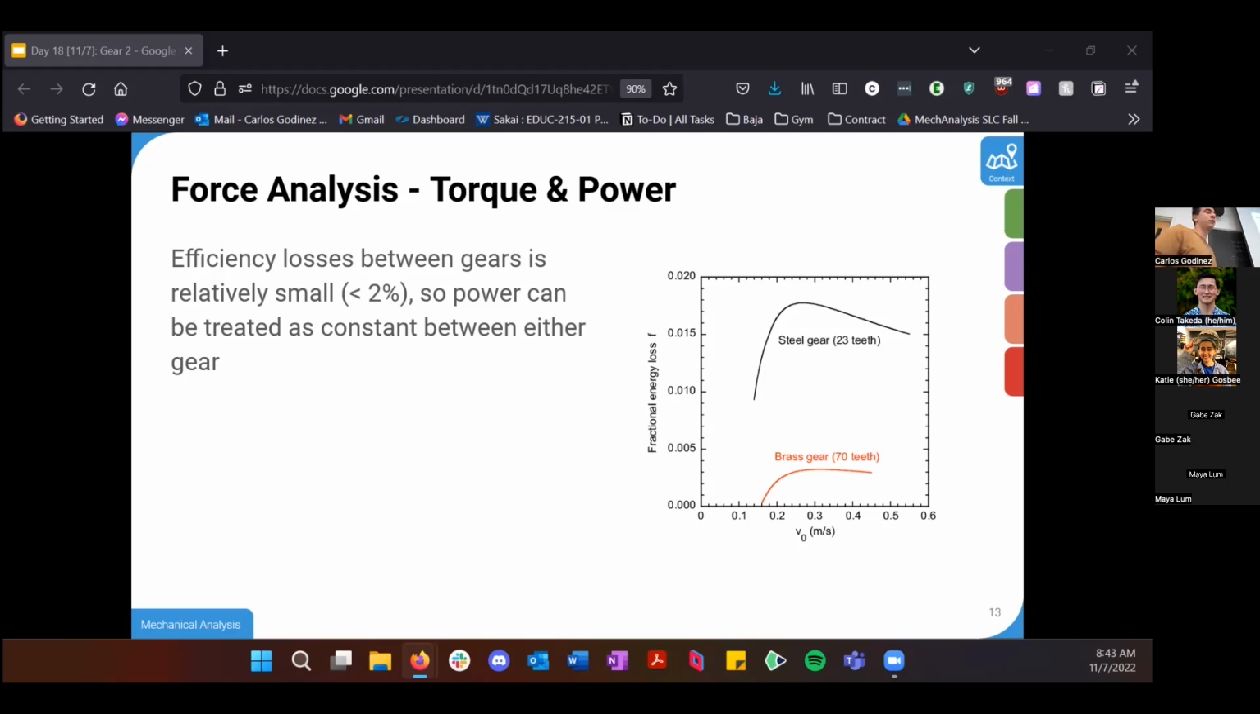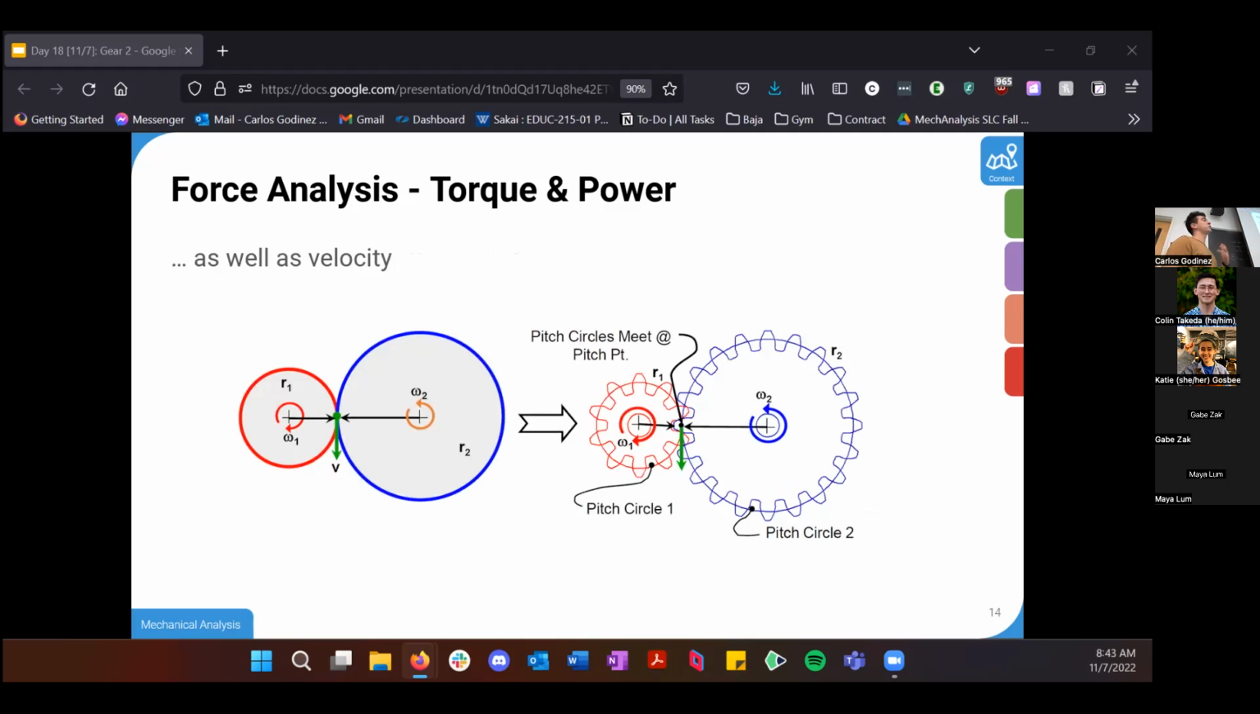So for abstraction, we're just going to keep it the same. If you have power as constant between either gear set, and this is again a reminder of last week, it's also useful to keep velocity between the two gear sets as well. So if you remember, you have two rolling cylinders in contact with each other, you have a constant pitch velocity at where those two gears come in contact.